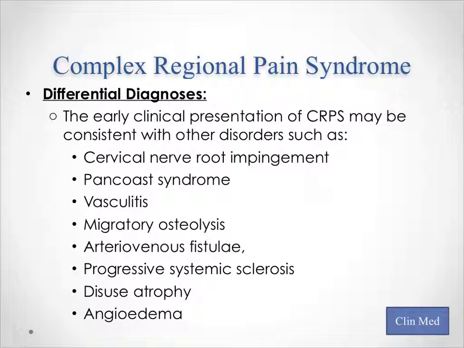There are multiple differential diagnoses to consider when you're suspecting a patient has complex regional pain syndrome. Typically, early in the disease, it can present with similar findings that would suggest possibly a vasculitis, an AV fistula, angioedema, or some other process here other than complex regional pain syndrome. You need to take some of these factors into consideration so that you're not missing another diagnosis.